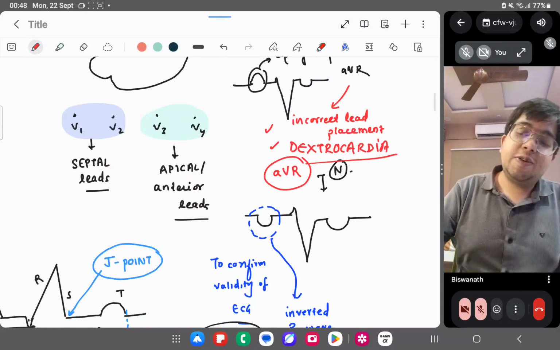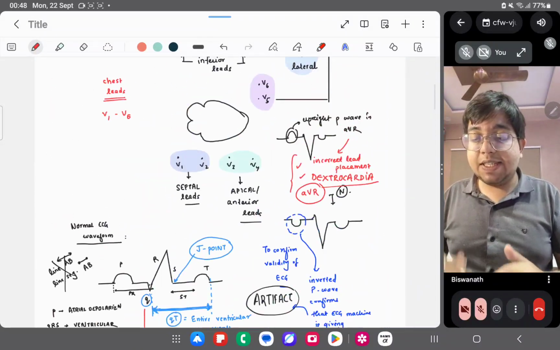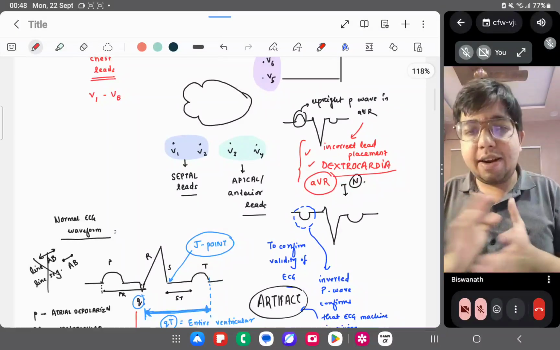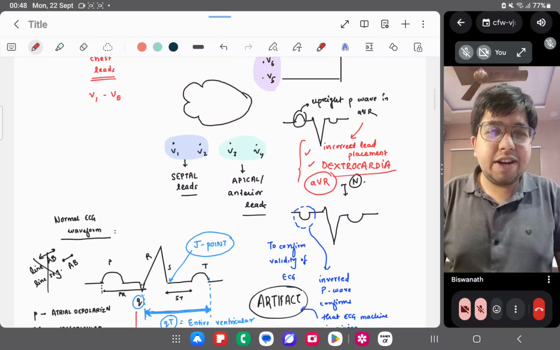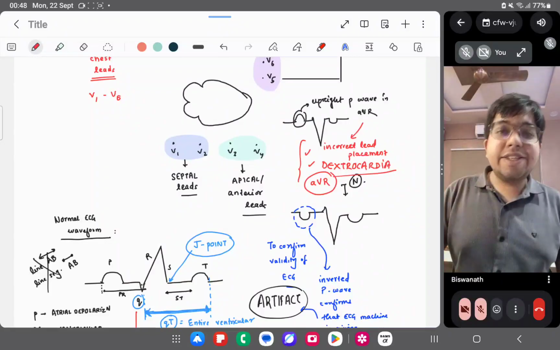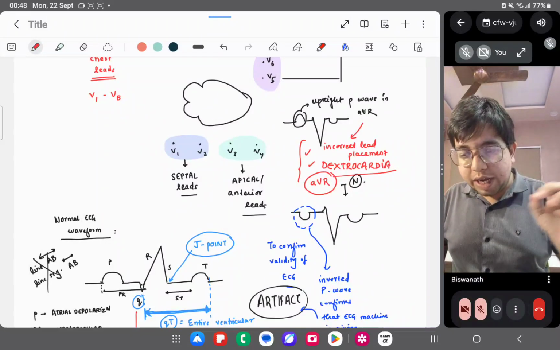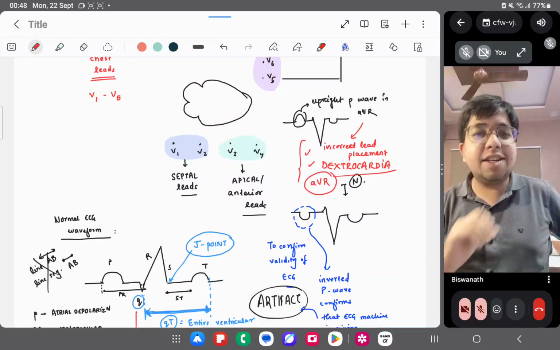So with this, we completed the basics of ECG. This is a very general discussion, and I'm sure you must have read this part in most places. In the next lecture onwards, we'll go into the crux of the matter. We'll try to decode and shatter the ECG in complete detail.